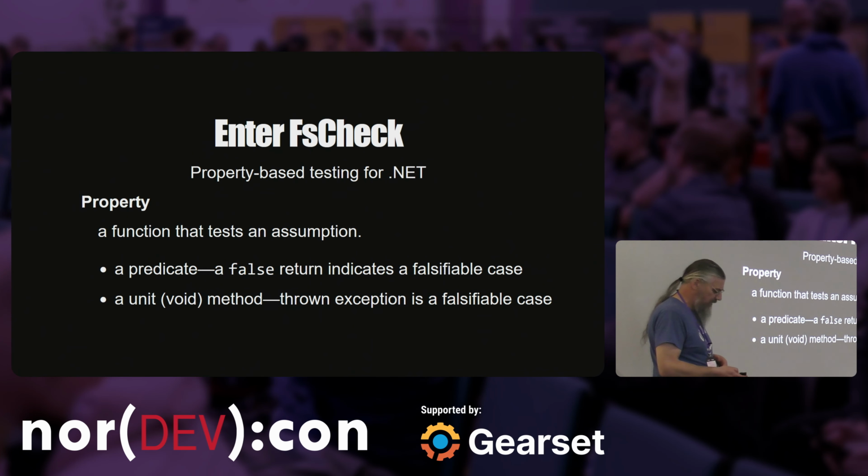So the idea is that a property is just a function that tests your assumption. And it can either be a predicate, which returns true or false, or it can be a unit or void returning method that throws an exception. In either case, that's a failure. That's simply because in NUnit, the assert line throws an exception if it fails the assertion. So it's still a valid FsCheck property.